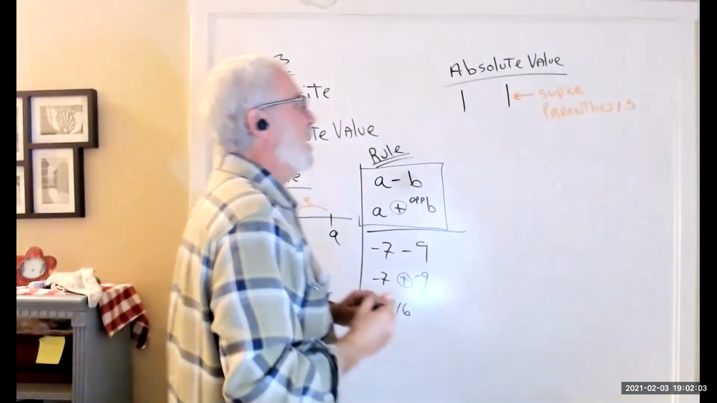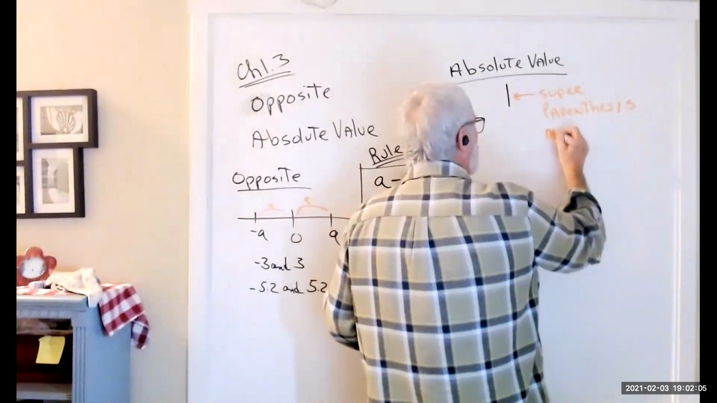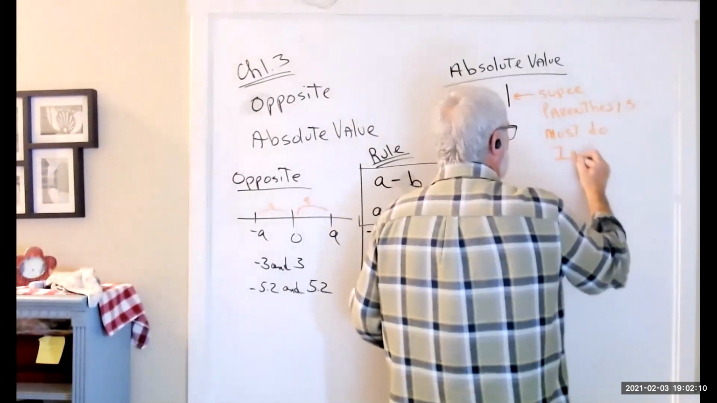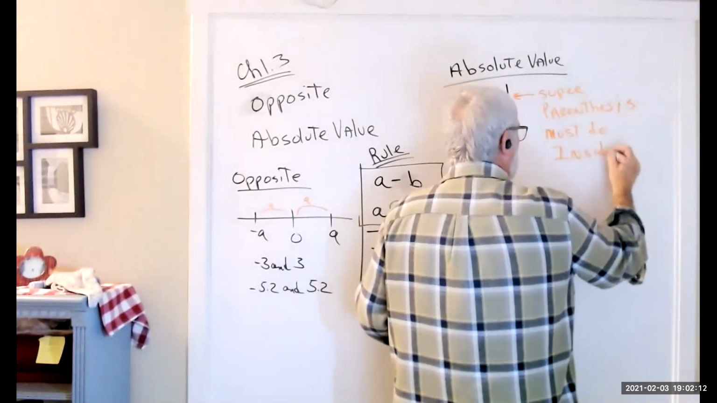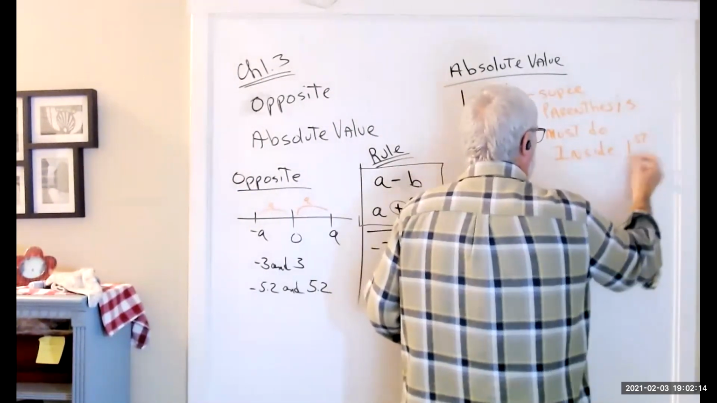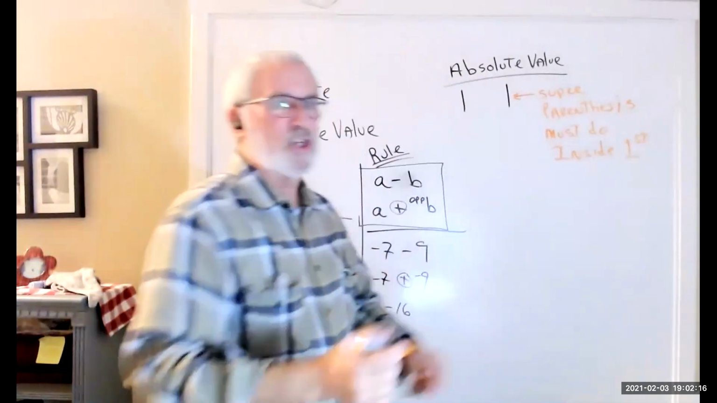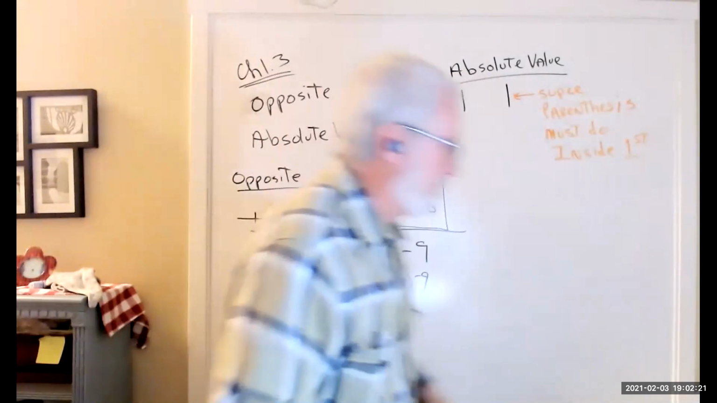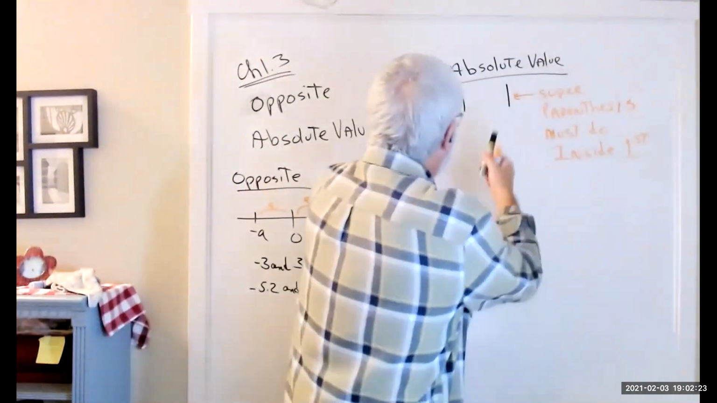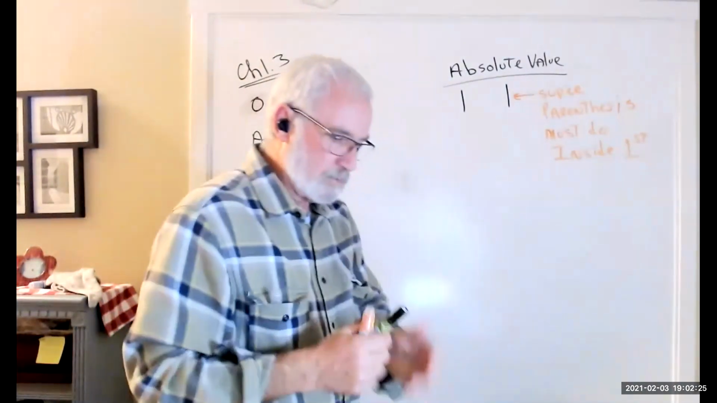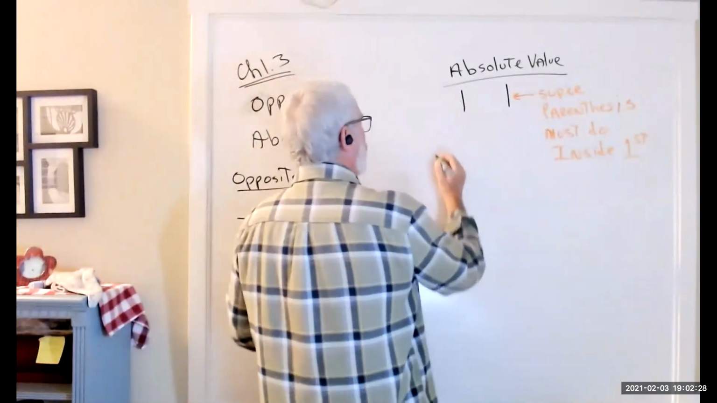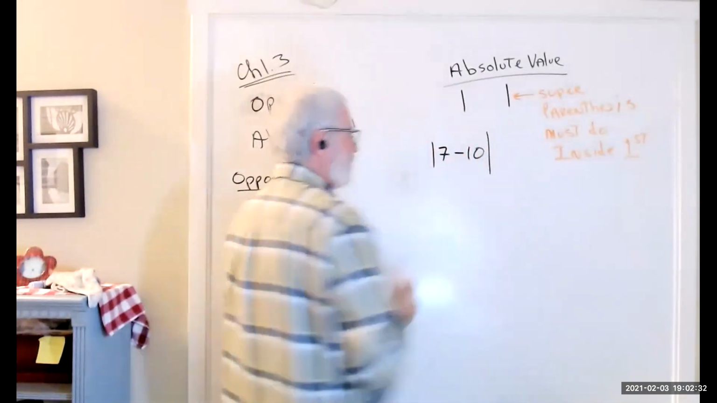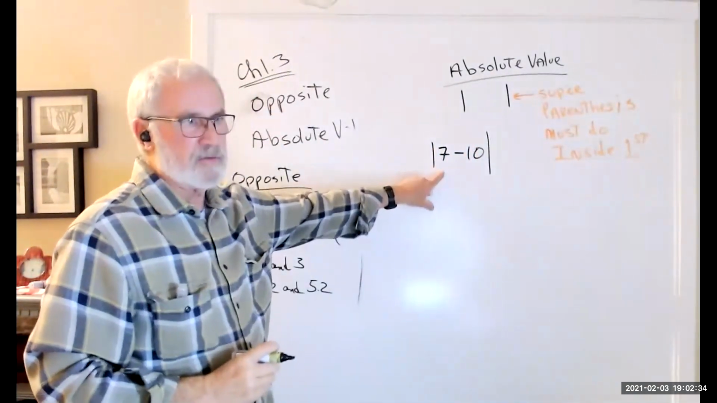Okay. Because you must do inside first. Remember, PEMDAS says do inside the grouping symbol. So in an absolute value problem, we're going to take the absolute value of 7 minus 10, like that.